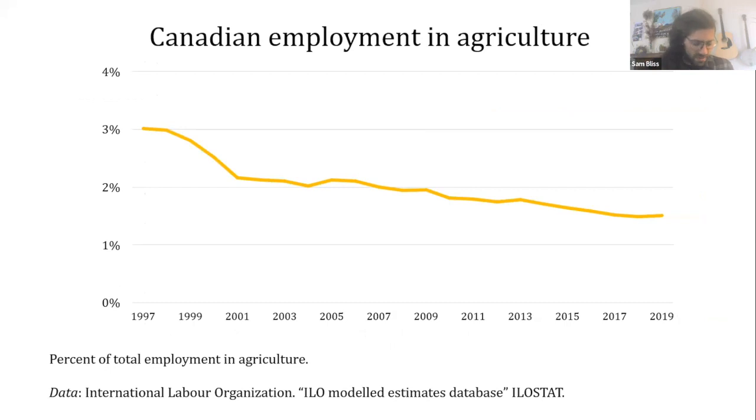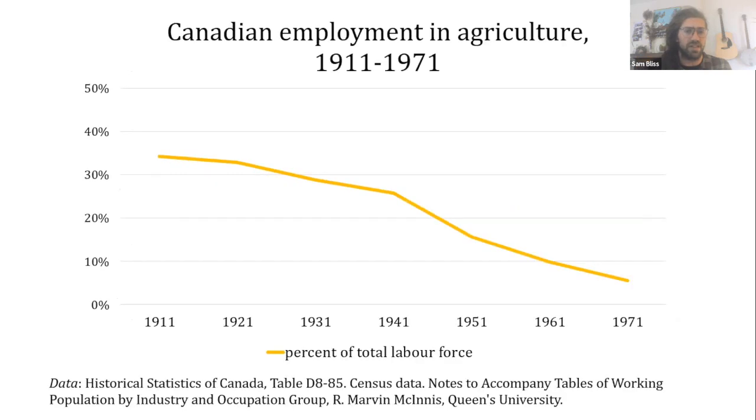One way that the agricultural sector has been scaled down is how many people are working in it. The percent of total employment in Canada in agriculture has decreased since 1997, as you can see, from 3% to 1.5%. So basically cut in half as a share of labor. And this is just part of a long process that I'm going to argue goes hand in hand with growth.